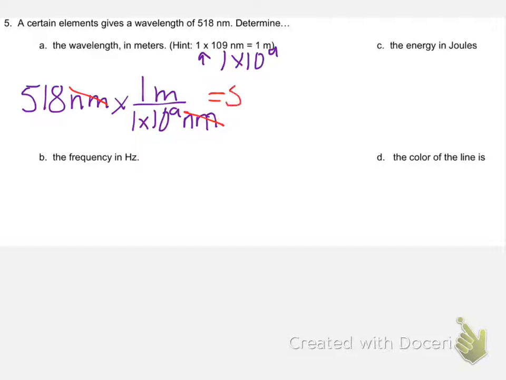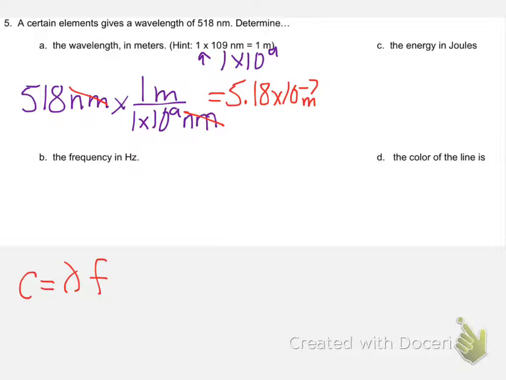That will give me 5.18 times 10 to the negative 7th meters. Now I need that because if I'm going to calculate frequency in part B, my equation is C equals lambda f, and lambda is my wavelength, so that's the part that I know.